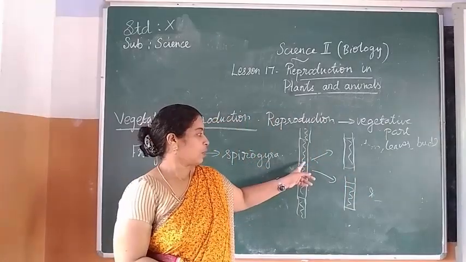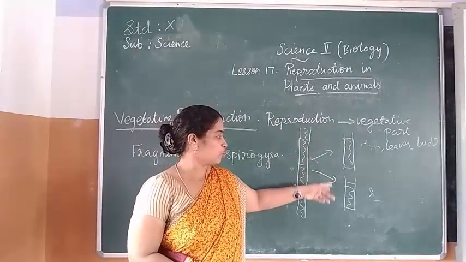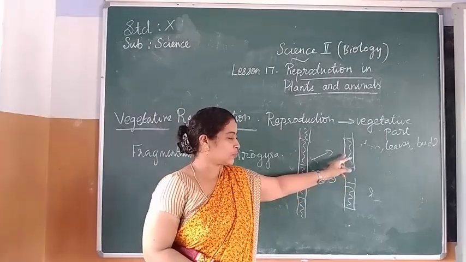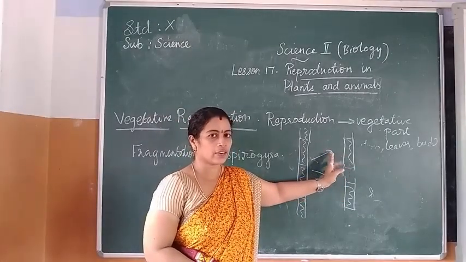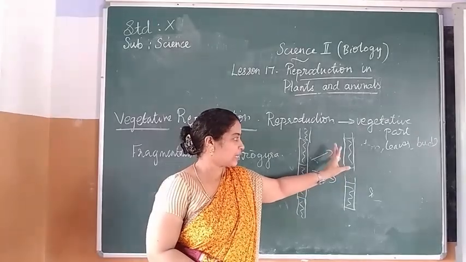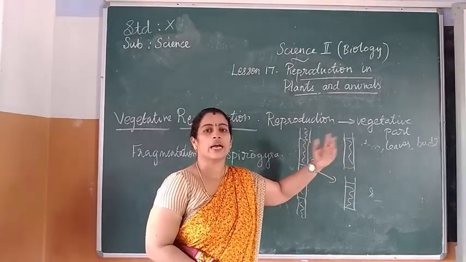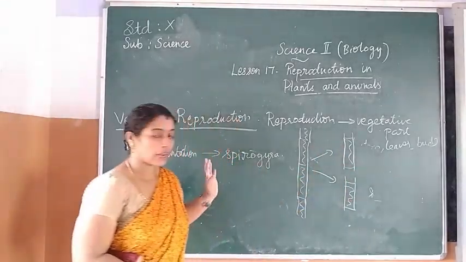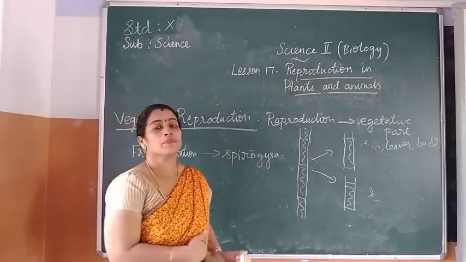So this filamentous algae will break into two parts, and each fragment will have cells. One cell will be present in each fragment, and this will be able to grow into another algae. So this is fragmentation. The next one is fission.